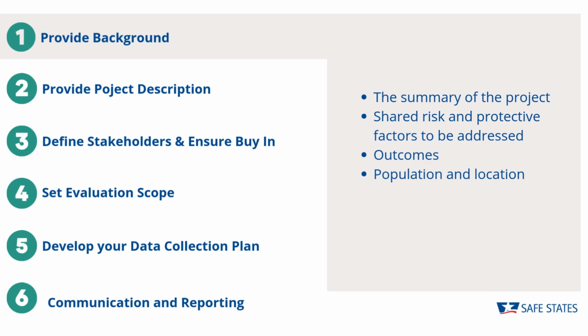Step 1 of your evaluation plan includes providing the background of the project. This background should include a summary of the strategy, the priority shared risk and protective factors to be addressed, the expected outcomes from this strategy, the population this strategy is looking to impact, and the location where this strategy is taking place.